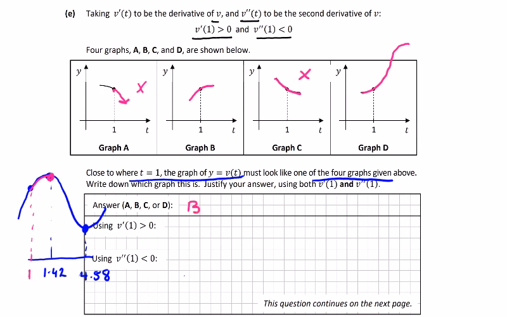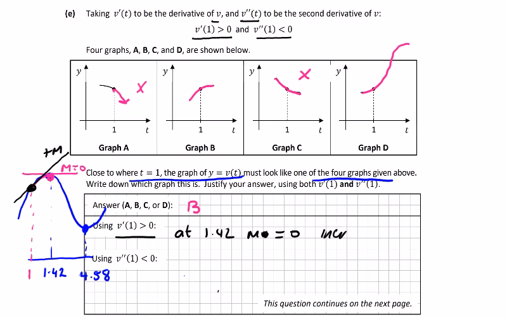The reason is v prime t. If this slope is equal to 0, let me just do a different color. The slope just before that, the tangent to the curve at 1, the tangent at 1 is positive m. So v prime 1 is greater than 0. So at 1.42, m is equal to 0.